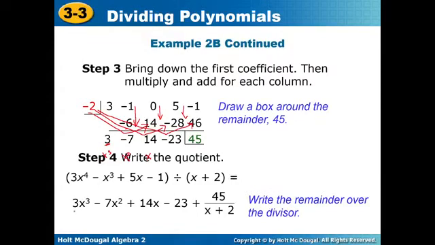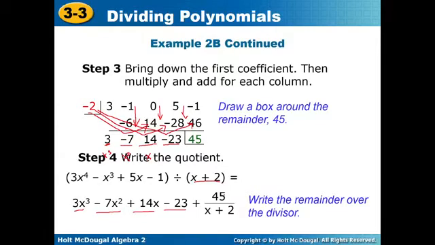3x cubed minus 7x squared plus 14x minus 23 plus the remainder 45 over the divisor x plus 2. So if there is a remainder, you will be writing it as a fraction, meaning, the remainder over the divisor. Okay? Now, let's have more examples.